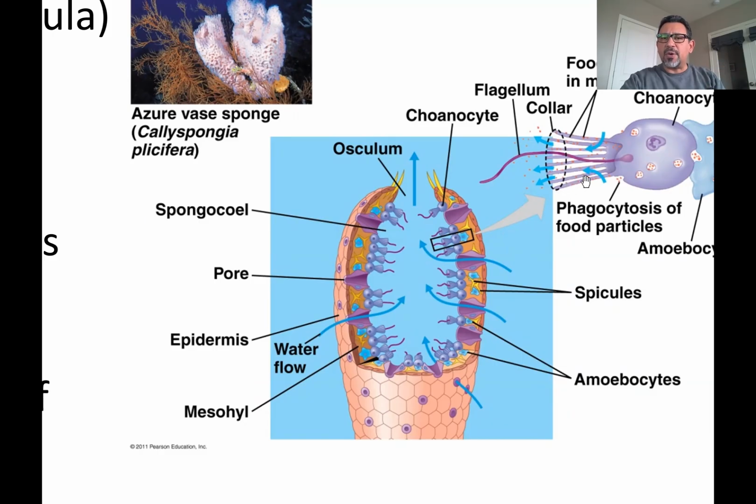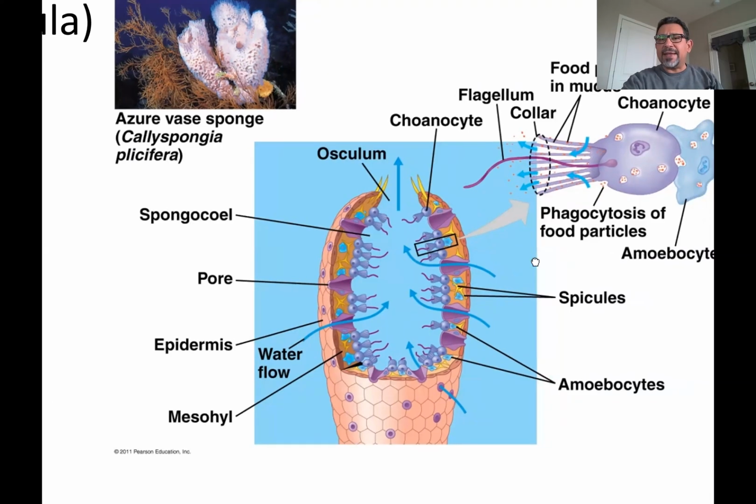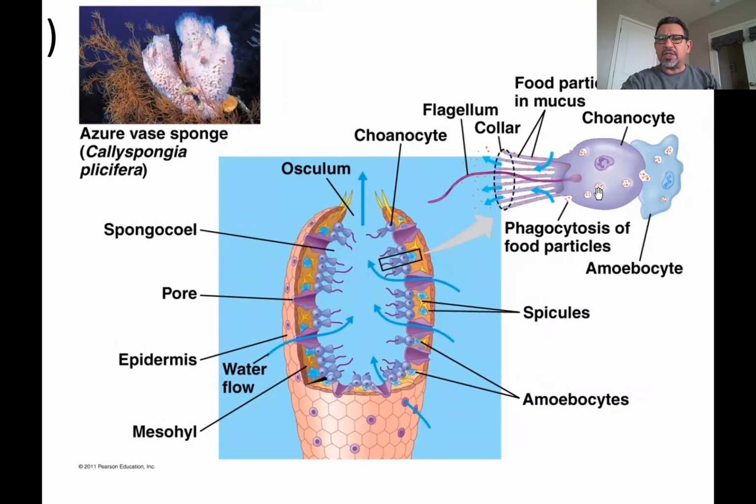Those food particles are going to travel to the base of the collar, and then the plasma membrane on this part of the choanocyte will engulf those food particles by that process of endocytosis, which means cell eating, that is known as phagocytosis. So by phagocytosis, food particles are being brought in, and then there's going to be some partial digestion taking place inside of the choanocyte.